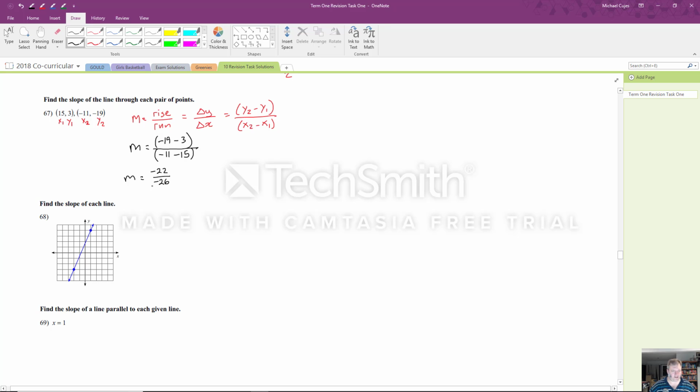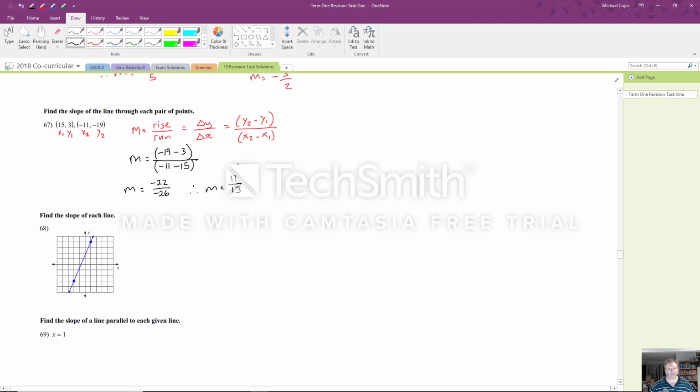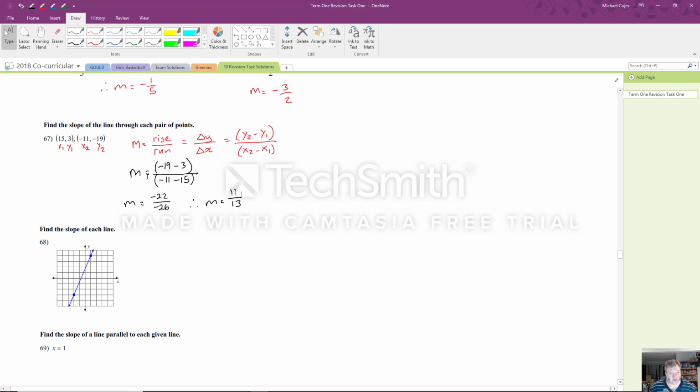Well, they're both even and they're both negative. Let's simplify that a little bit. m equals, dividing by -2, I'm going to have 11 over 13. And we are done with that one.